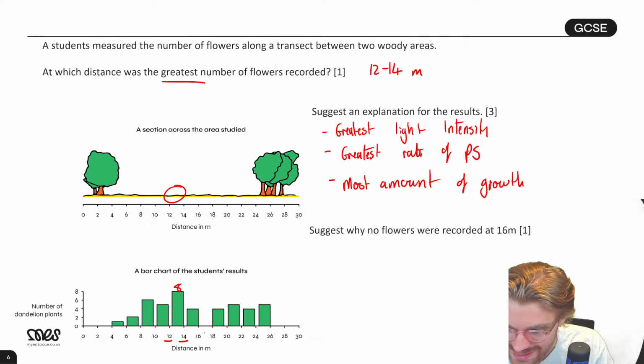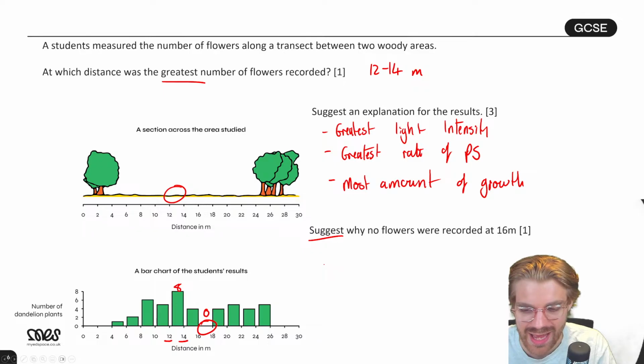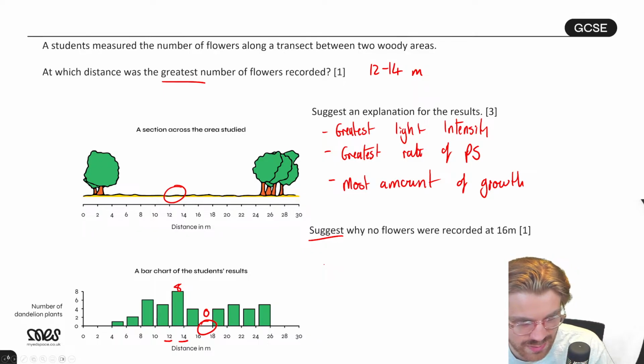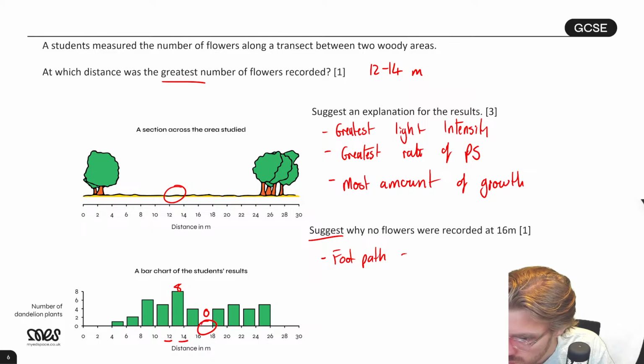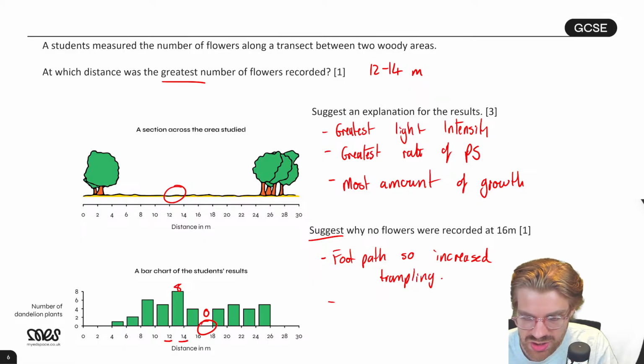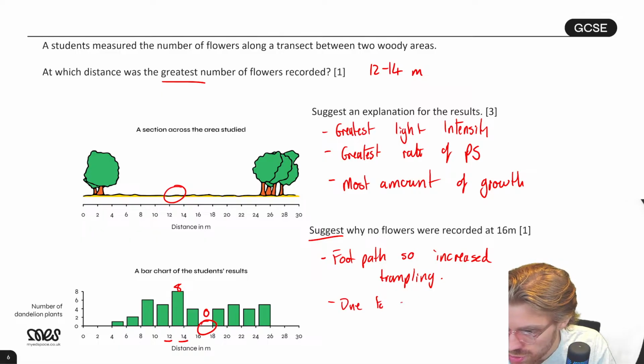And then finally, if we look at 16 meters, we can see that there are 0 flowers recorded at 16 meters. Why might that be the case? Well, this is a suggestion. We need to think about what a sensible answer could be, and we could maybe say something like, there's a footpath, so increased trampling. But also, this is just one repeat, so this could be just due to random error, due to chance.